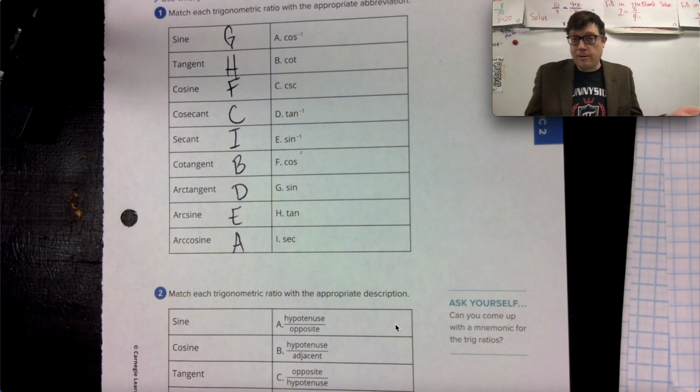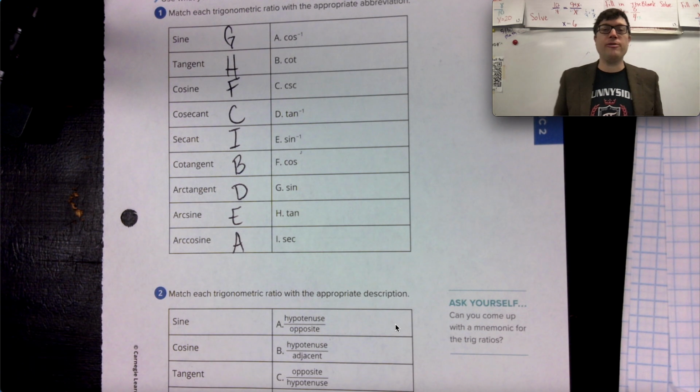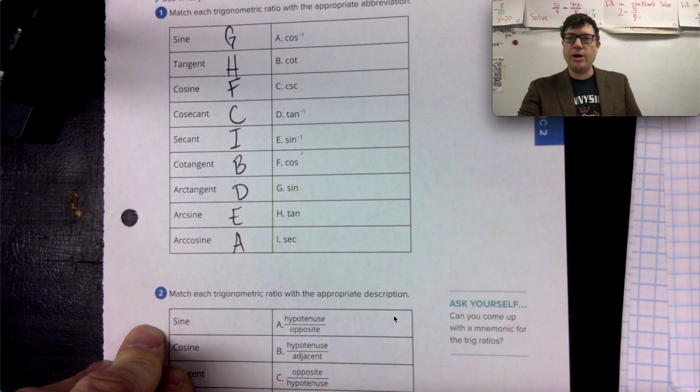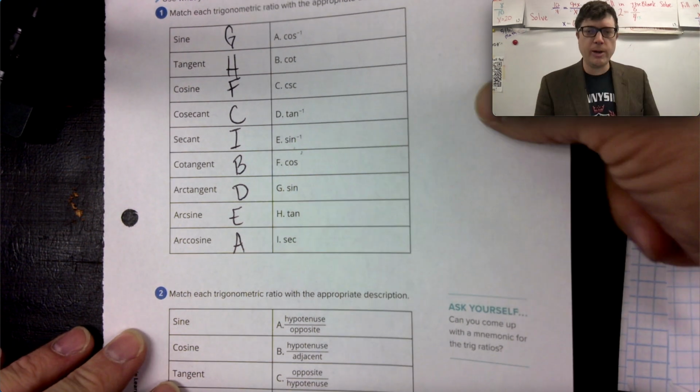I mean, that's what they are, right? That's how you abbreviate them. These are the words you say. This is the math that you write, and there you have it. Match each trig ratio. This is number 2 now.